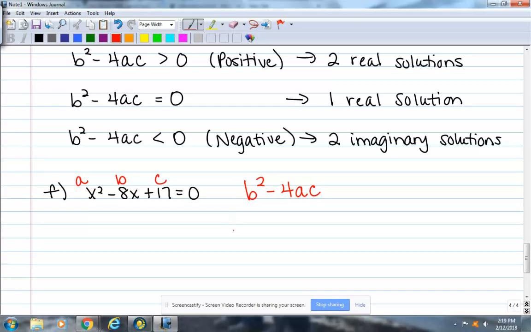What goes in for b? Negative 8. So negative 8 squared minus 4 times what's a? 1. What's c? 17. What's negative 8 squared? Is it negative 64? Well, just 64 because remember, I told you that calculator lies. It lied to you, didn't it? What's negative 4 times positive 17? You can skip over the ones. Negative 68. And what is 64 minus 68?